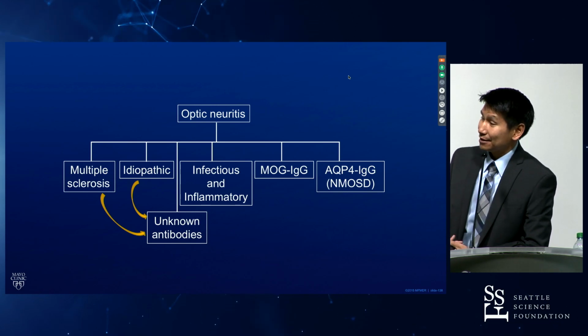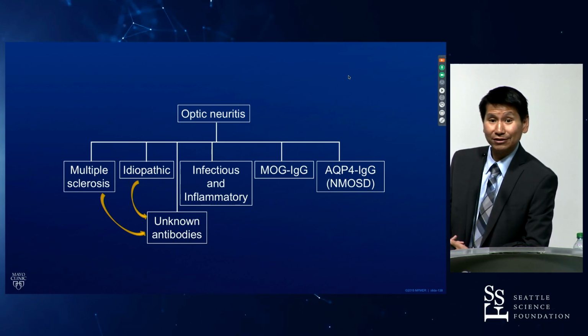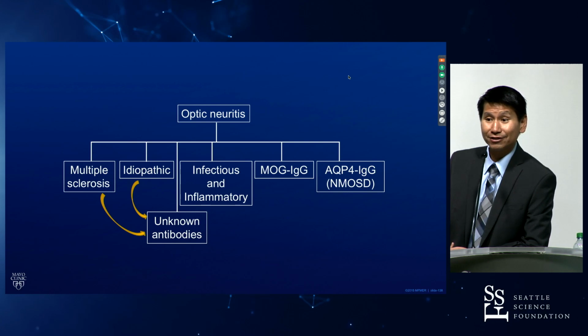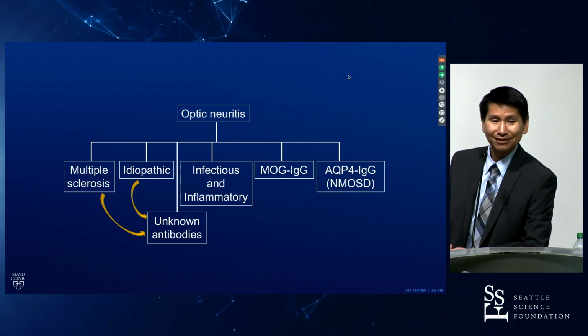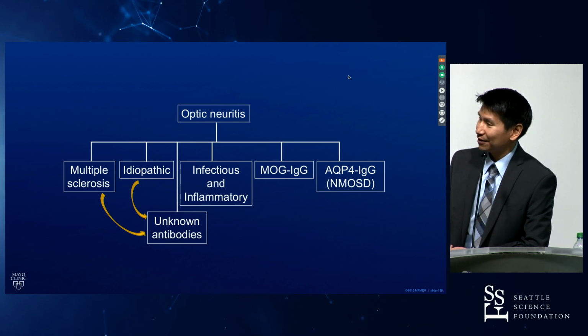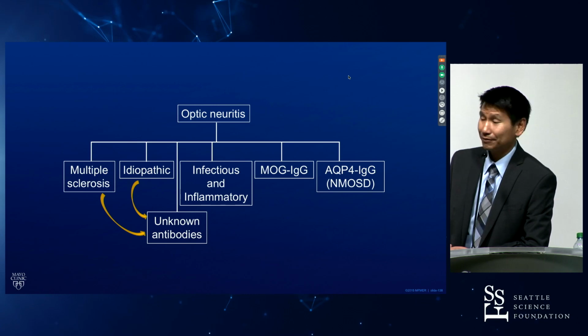And so it's important to have these biomarkers because, of course, it not only influences prognosis, but ultimately when we understand the mechanism of the disease, it can influence treatment. And so we are constantly striving to understand these antibodies and these disorders better.